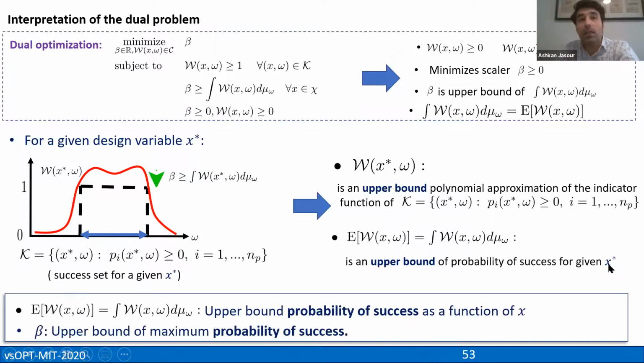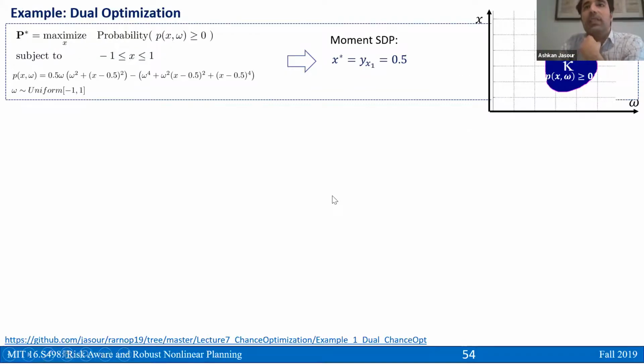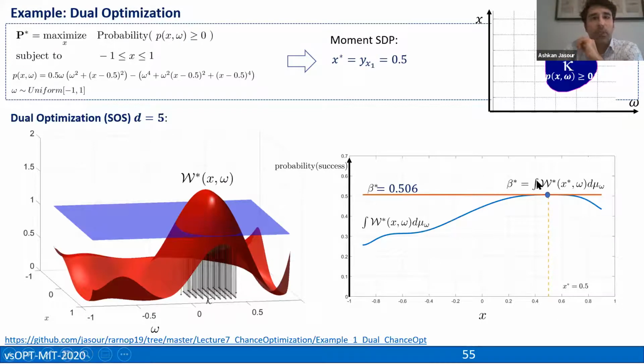And in general, this expected value is a function of x, and for any given x, this expected value represents an upper bound on the probability of success for these given design parameters x. So it means that to maximize the probability of success, we just need to look at the maximum point of this expected value function. And to see this, let's look at the previous examples. This is the example where we used the moment SDP to obtain the solution. Now, this is the solution of the sum of squares optimization.